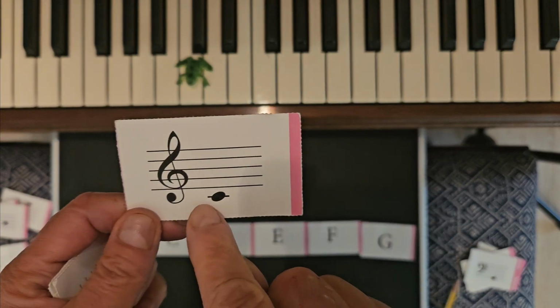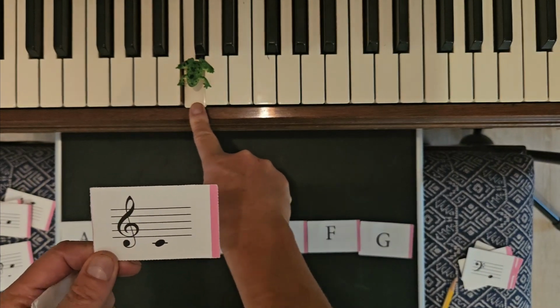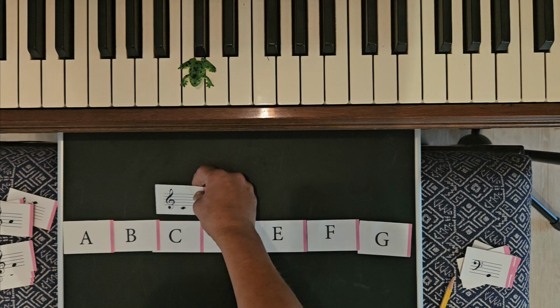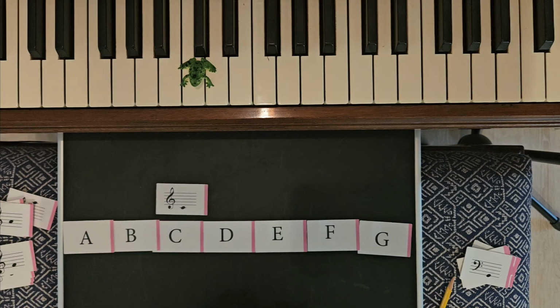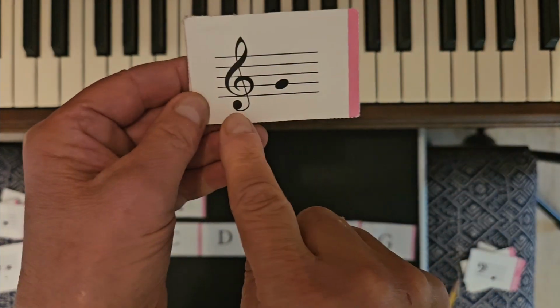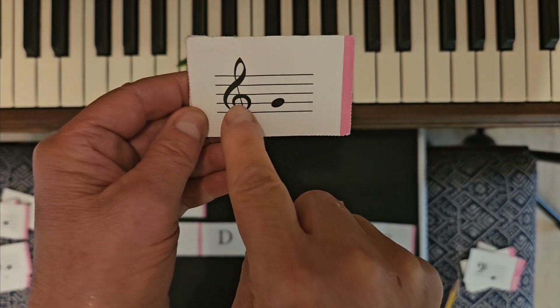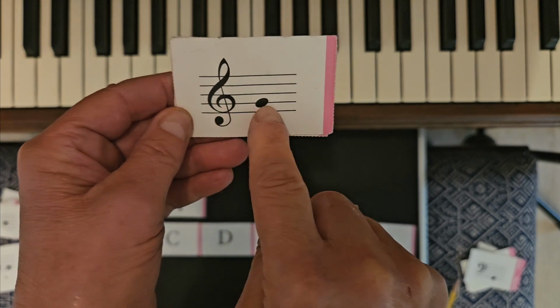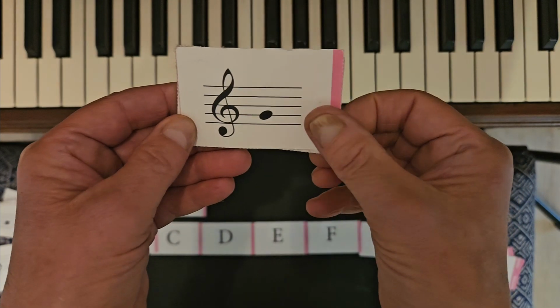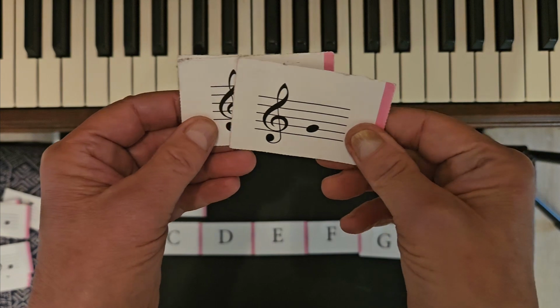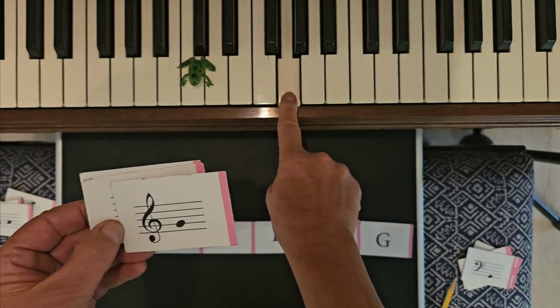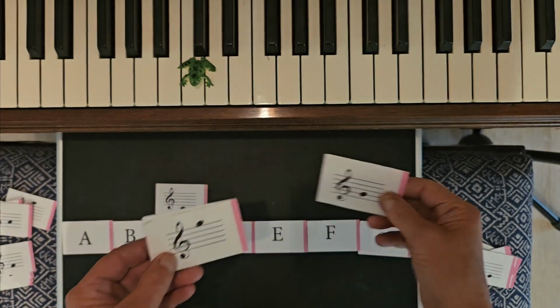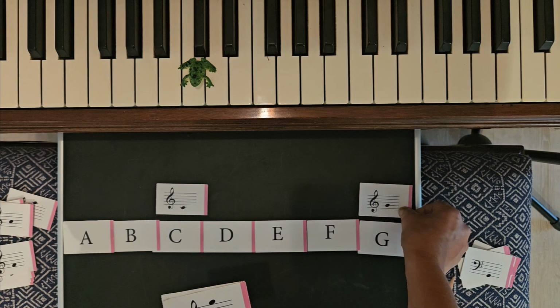It's this one on the ledger line. It's this note, and I'm going to put it right here. Okay. Then we also learned the treble G, which is this note right here on the second line. Remember, this is our G clef. The little swirly is around that second line, and this is your landmark treble G. And that would be here, and that's where we're going to put it, right here on the G.